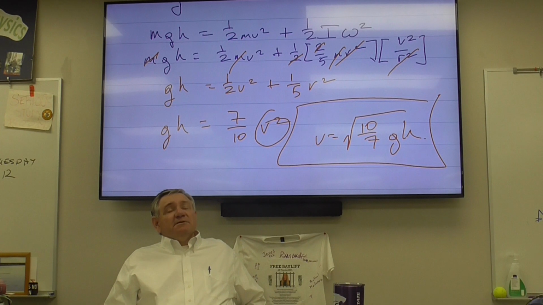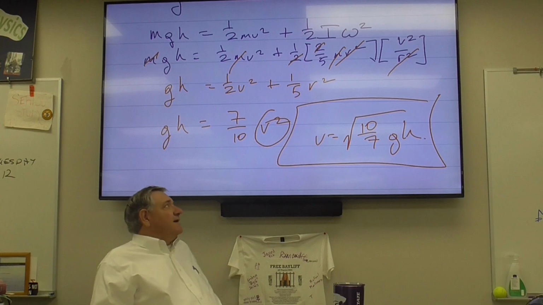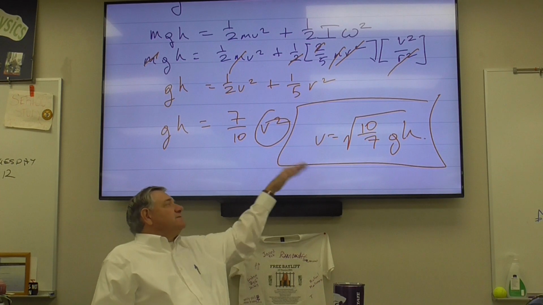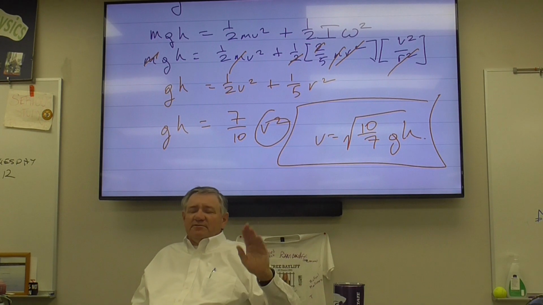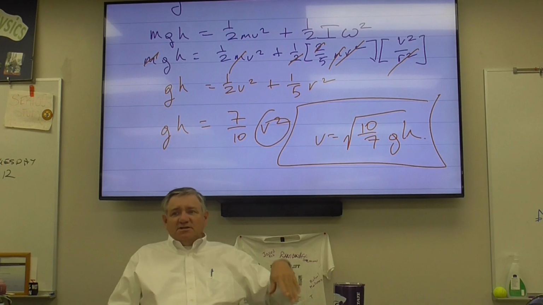Now, here's the dumbest thing that you can do: put a number in. Even dumber is to say, oh, I'm just going to memorize V equals the square root of 10/7 GH.